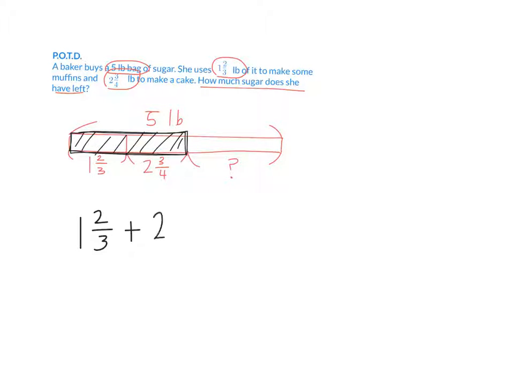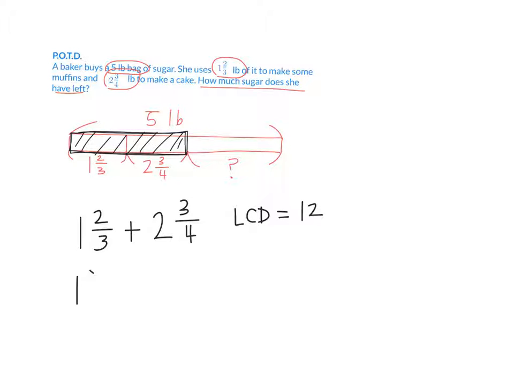1 2/3 plus 2 3/4. Awesome. Am I ready to add? No, because I have different units. My first term, what kind of units do I have? Thirds. My second term, what kind of units do I have? Fourths. So I'm going to have to find a new unit that's common, right? I have to find my least common denominator, which will be? 12. Very good. So now let's multiply by versions of 1.